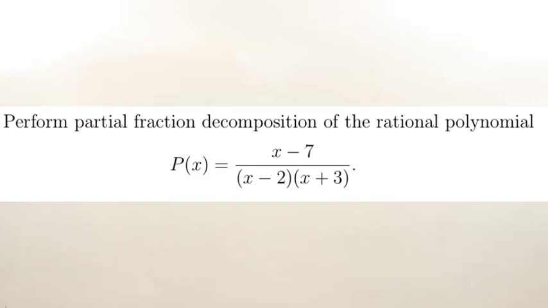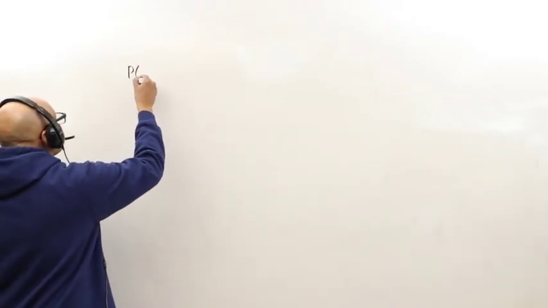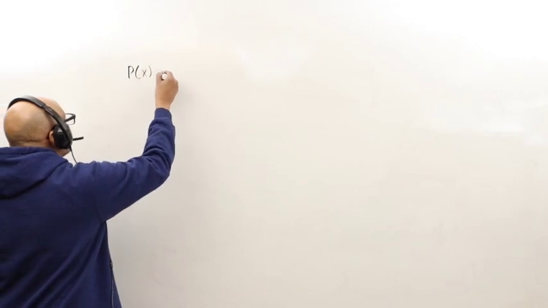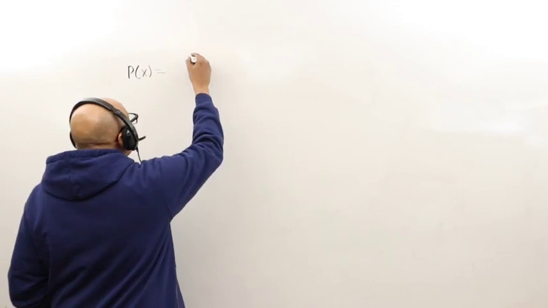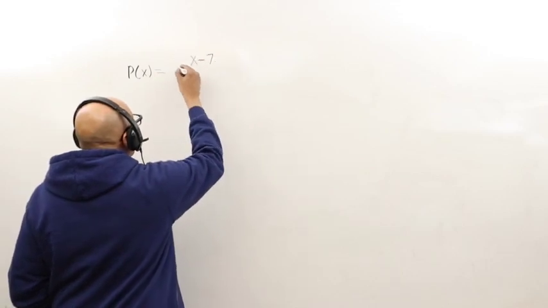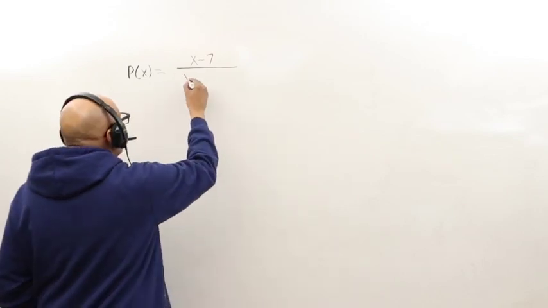Perform a partial fraction decomposition of the rational polynomial p of x. So we're given that the polynomial p of x is given by (x minus 7) over (x minus 2)(x plus 3).